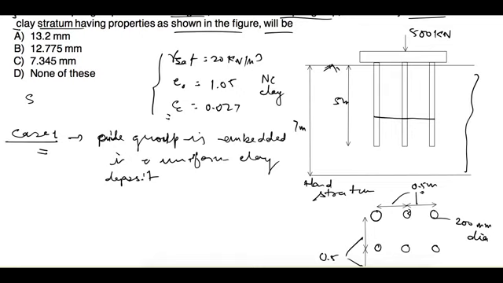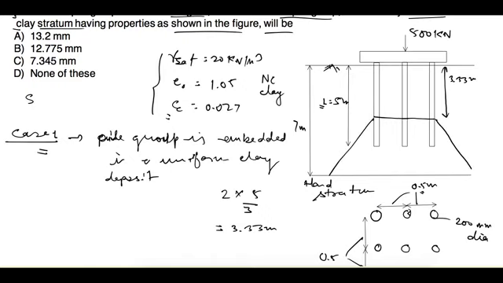So in this case the depth of the raft is given as 2 into L by 3, if the depth of the pile is L, that is 2 into 5 by 3 here, which is equal to 3.33 meter. So from the surface the depth of the raft would be 3.33 meter, and from this depth the area would increase, or the area of influence we can say, at a certain slope. We take the slope as 1 horizontal to 2 vertical.